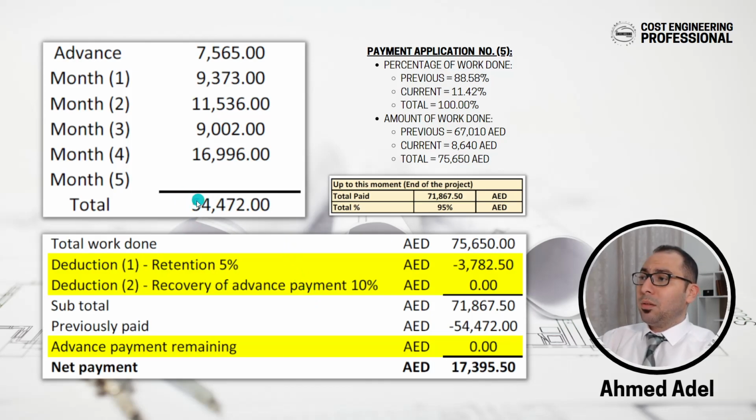So previously paid 54,000. Okay, total work done is 100% of the works, which is 75,650. The thing is that now I should release 5% of the retention by the end of the project. When the contractor completes the project, he deserves 5%. So in that case, when I deduct the retention, I deduct 5% only. I don't want to deduct 10% anymore, because when I don't deduct 5%, it means that I am releasing this 5% because I am not deducting it.